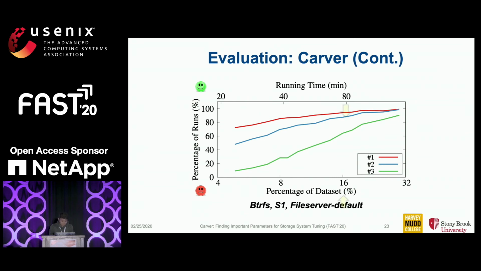Evaluating only around 16% of all BTRFS configurations, Carver found the first and the second important parameter with greater than 80% probability. And Carver identified the third parameter in more than 80% of the runs with 31% of the dataset sampled.